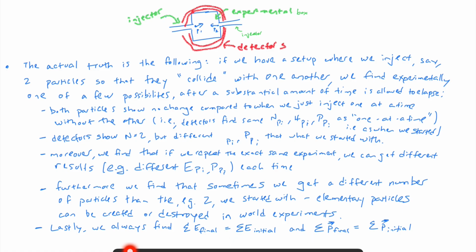And similarly, the total final momentum of all the individual particles always equals the total initial momentum of the 2 particles. So that's actually the case, despite all the crazy stuff that we start finding with particle accelerators and quantum mechanics and quantum field theory. What is experimentally always still true is that energy is conserved and momentum is conserved.